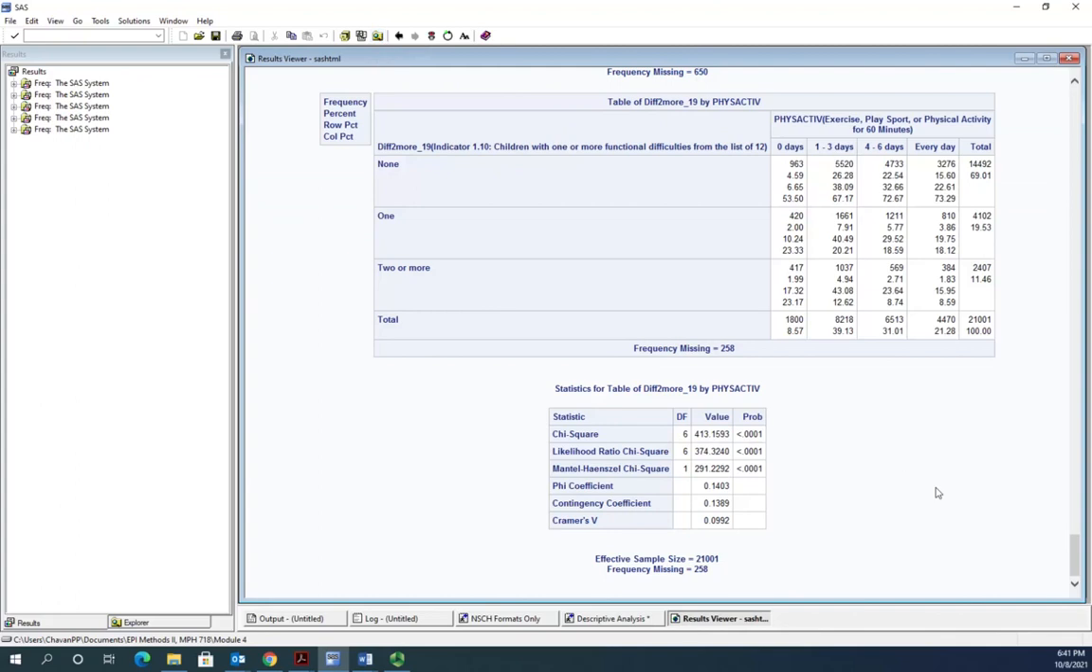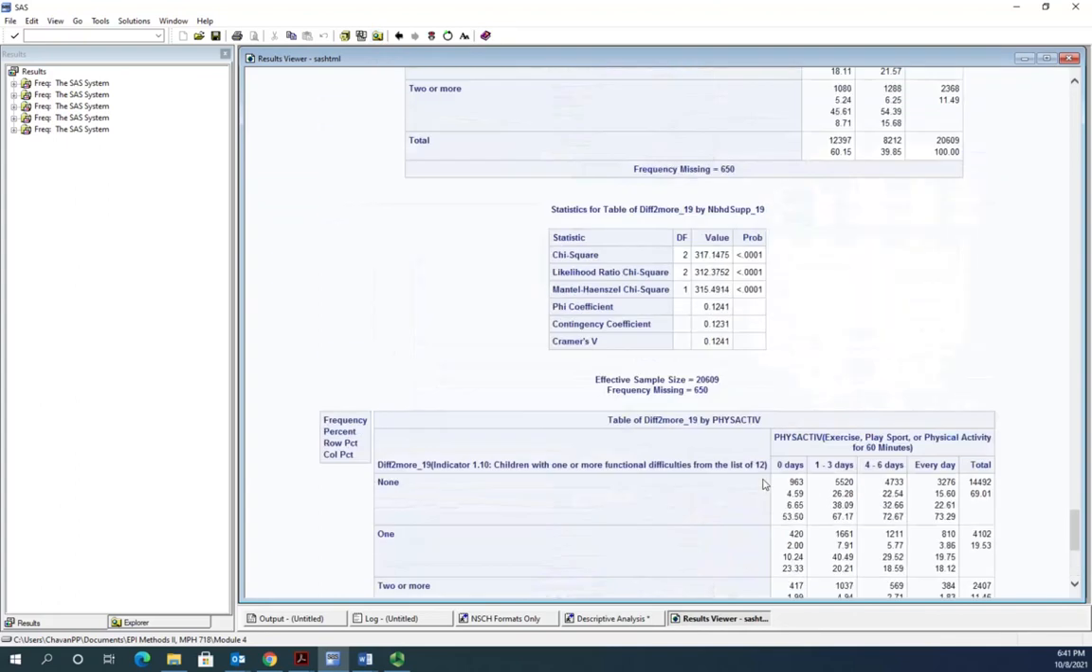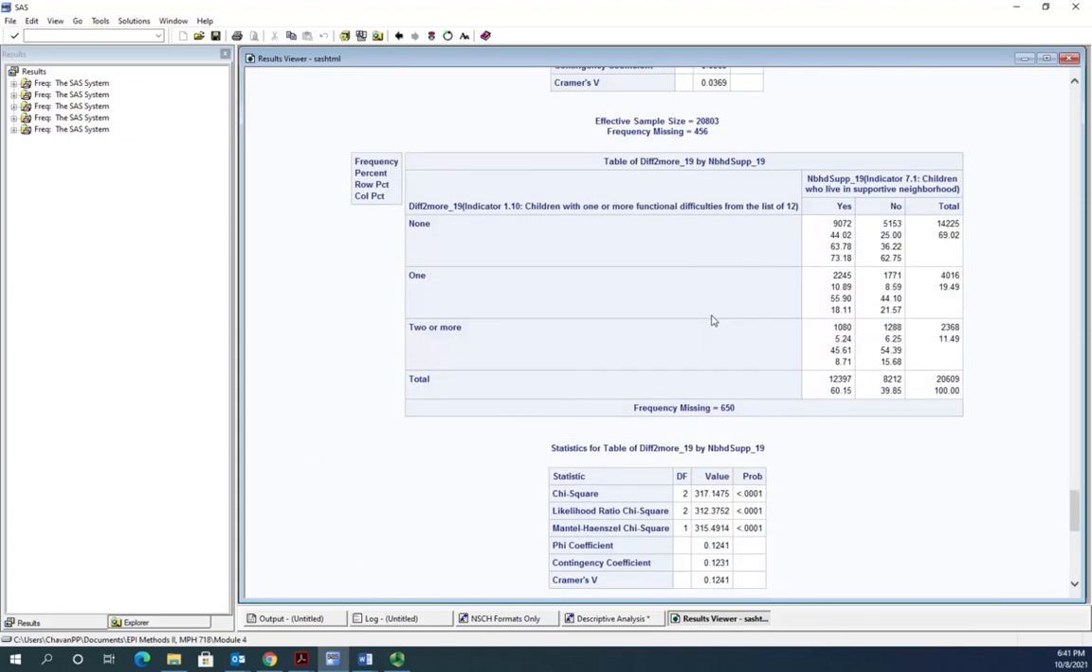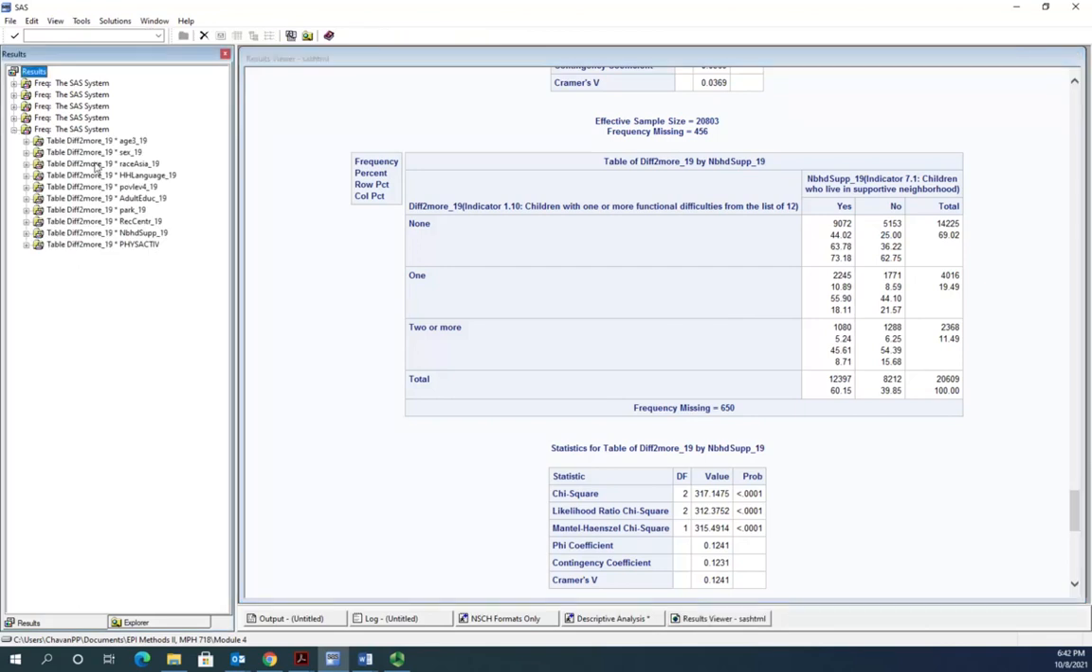So simply go ahead and run this, and you will see that it actually ran all the variables and it's showing the frequency and percentages. So over here on the left hand side, it shows you the results table, and the last one is functional difficulties with age, sex, race, right? So we want to start with age.